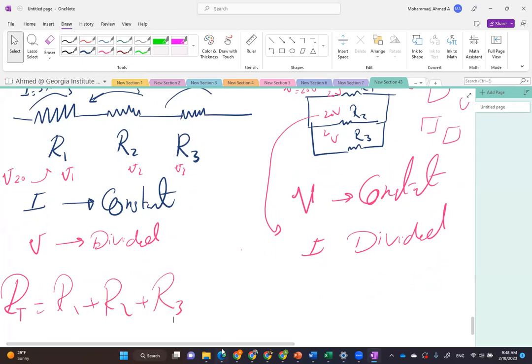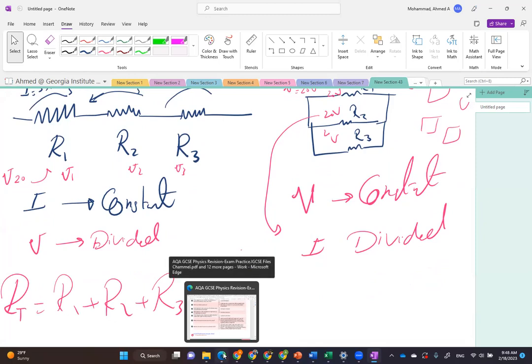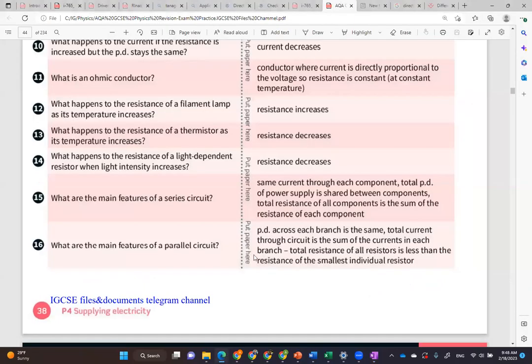Let us continue. You are seeing the switch between the whiteboard and the PDF, right? Total resistance of all components is the sum of the resistance of each component. Without showing you the drawing, this statement is very difficult to understand. What are the main features of a parallel connection? Potential difference in each branch is the same. The current through the circuit is the sum of the current in each branch. Total resistance is less than the resistance of the smallest individual resistor.